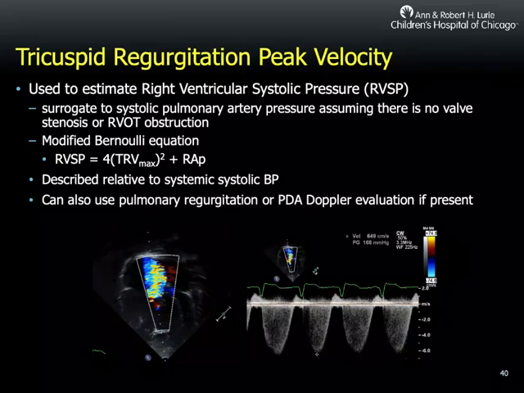This is oftentimes described relative to the systemic systolic pressure, whether as half systemic, suprasystemic, or near systemic. In the absence of tricuspid valve regurgitation, other areas such as pulmonary regurgitation, as well as the PDA Doppler, can be used to give estimates of your pulmonary artery pressure.